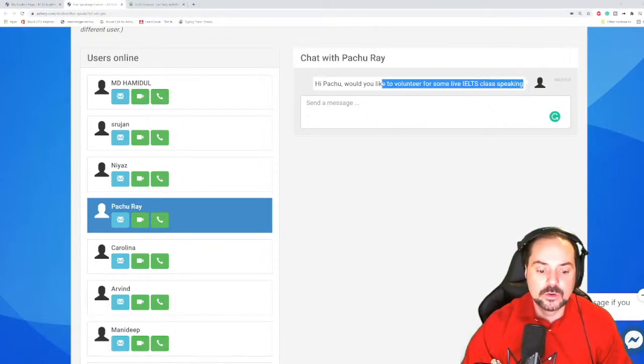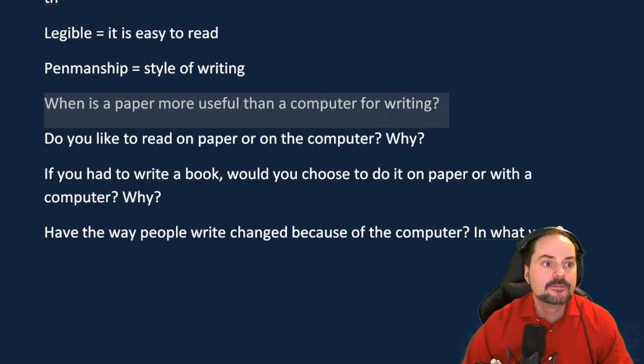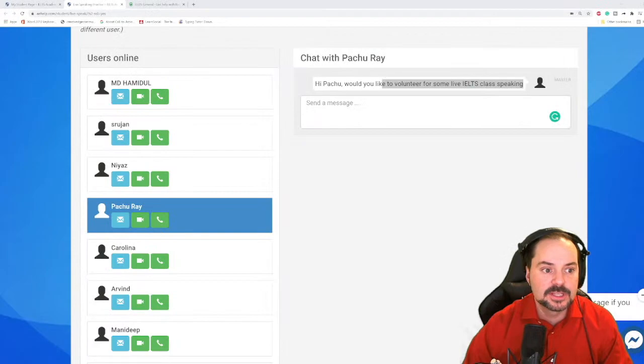So right now we're going to be looking at the next question. The next question that we're looking at from today is: when is a paper more useful than a computer for writing? Okay, so that's the question that we're looking at right now. And we're looking for a volunteer to practice this with. So I've just messaged Pachu, but Pachu hasn't written back.